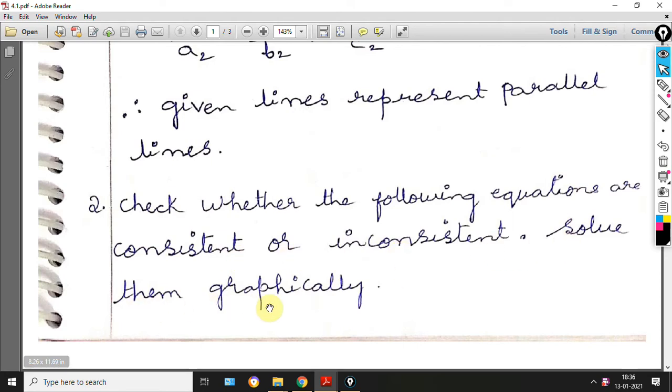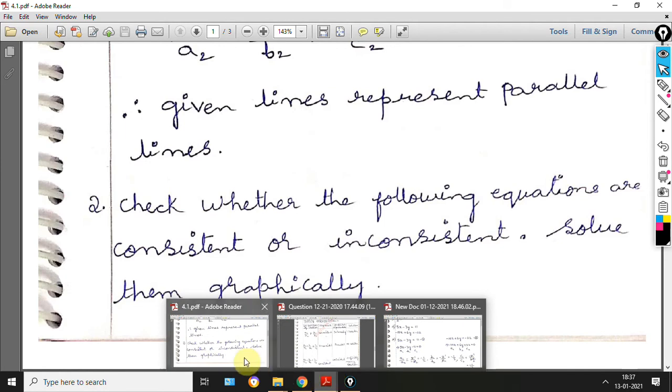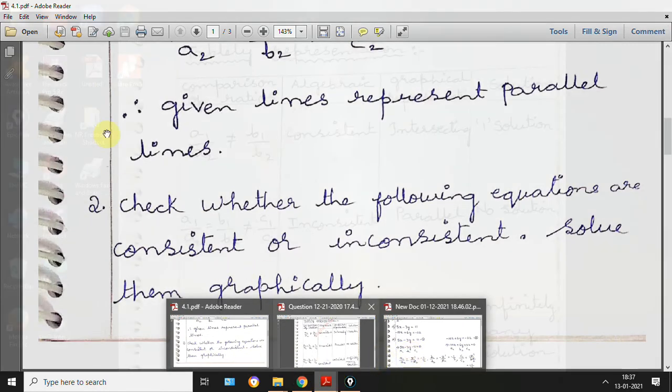Solve them graphically. So first of all we have to check whether the equations which he gave are consistent or inconsistent. Consistent means if the equations have a solution, we call them consistent. And if they don't have a solution, we call them inconsistent. So we have to check whether they have a solution, then they are consistent. If they don't have a solution, they are inconsistent, and we have to solve them graphically. So let's start. D-bit.